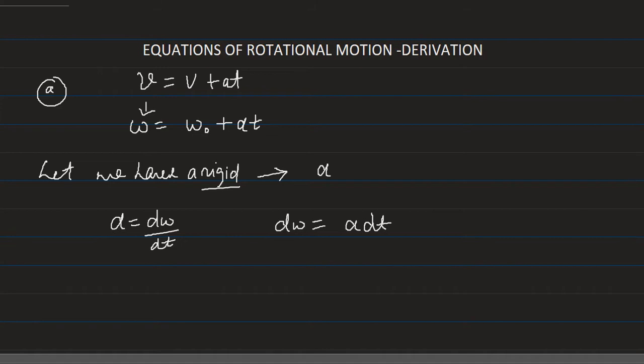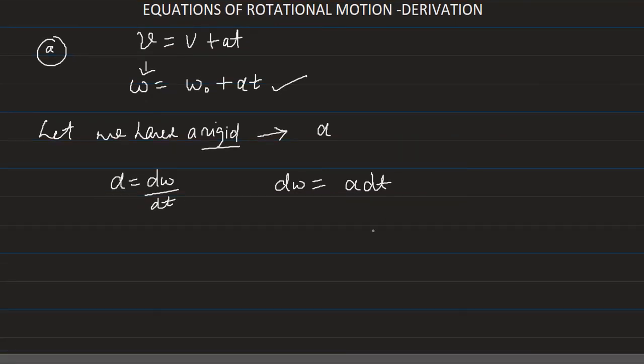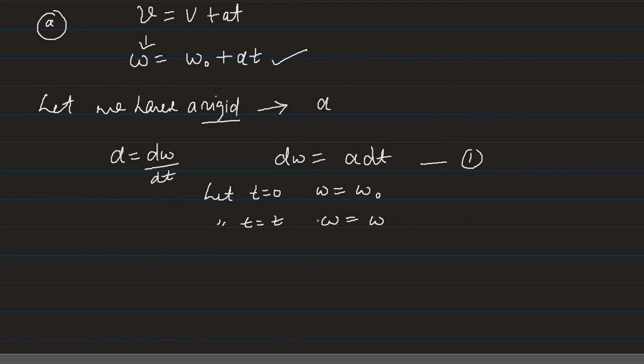Students, here we have to derive the first equation. So we have the relation that d omega is equal to alpha dt. So let us consider that at t is equal to 0 the initial angular velocity is omega naught, and at t is equal to t, after time t, the angular velocity becomes omega. So these are our two conditions, and we apply these two conditions on equation 1 and get the answer after integrating equation 1 with proper limits.